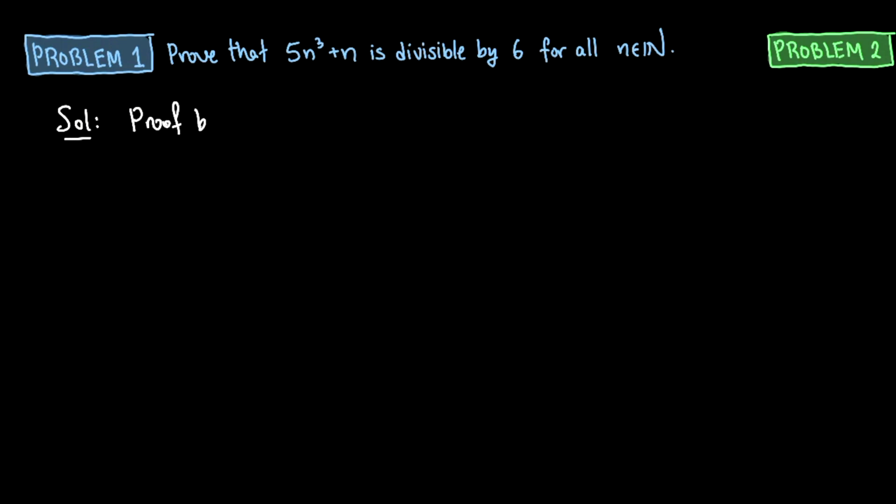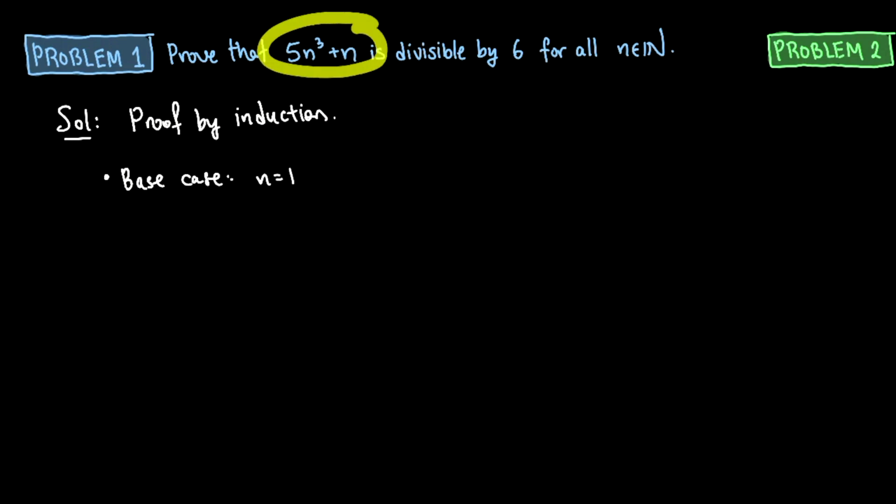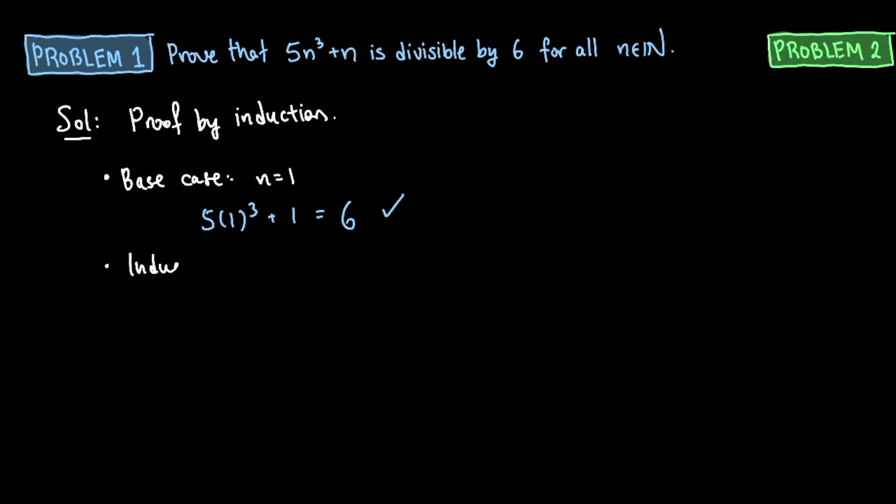And remember the way proof by induction works, I've got a base case and I've got an induction step. So the base case here is when n equals 1. So let's plug n equals 1 into this formula here and see what happens. So I get 5 times 1 cubed plus 1, and that's 5 times 1 is 5 plus 1 is 6. Okay, and that's clearly divisible by 6, so I'm good. Let's try the induction step.